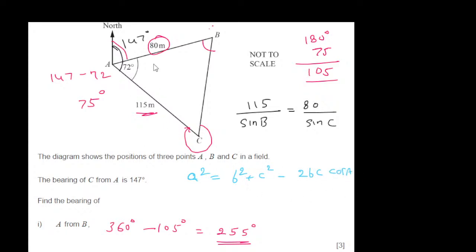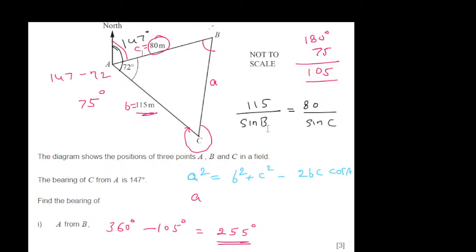So I have the value of B, I have the value of C, I can work out the value of A by using this formula. Now here this side is A, this side is B, and this side is C. C is 80 meter. The side opposite to vertex C we define as C.